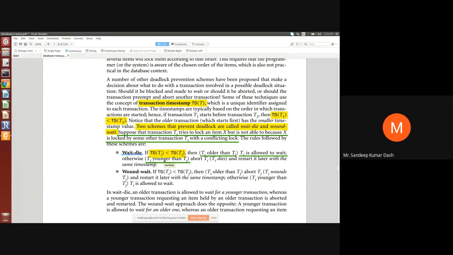Otherwise, that means if Ti is younger than Tj, then Ti is allowed to wait. That means if a younger transaction is requesting, then it is allowed to wait. In the previous case, the older transaction was allowed to wait. In this case, the younger transaction is allowed to wait. If the older transaction is requesting the data item, it will directly wound or abort the younger transaction.